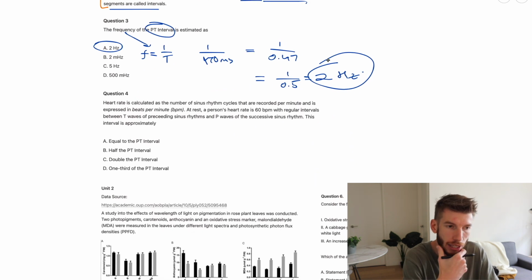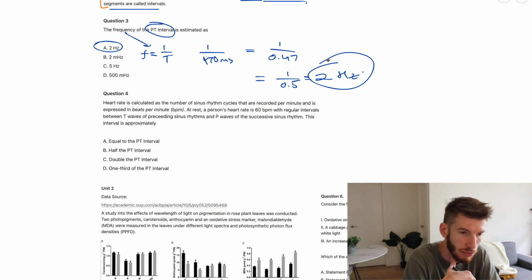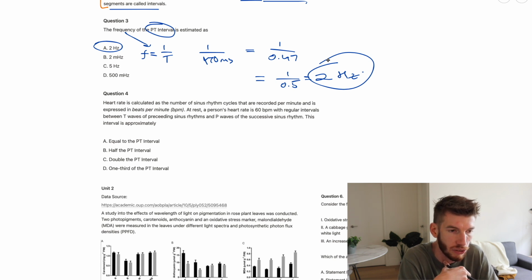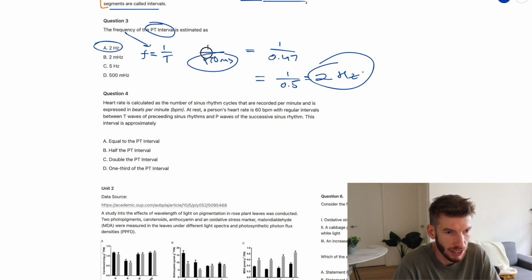And then finally for this stem, we have heart rate is calculated as the number of sinus rhythm cycles that are recorded per minute, and it's expressed in beats per minute. At rest, a person's heart rate is 60 beats per minute with regular intervals between T waves of the preceding sinus rhythm and P waves of the successive sinus rhythm. This interval is approximately what? And it's going to be in terms of a PT interval. So we already got the PT interval. That was 470 milliseconds.